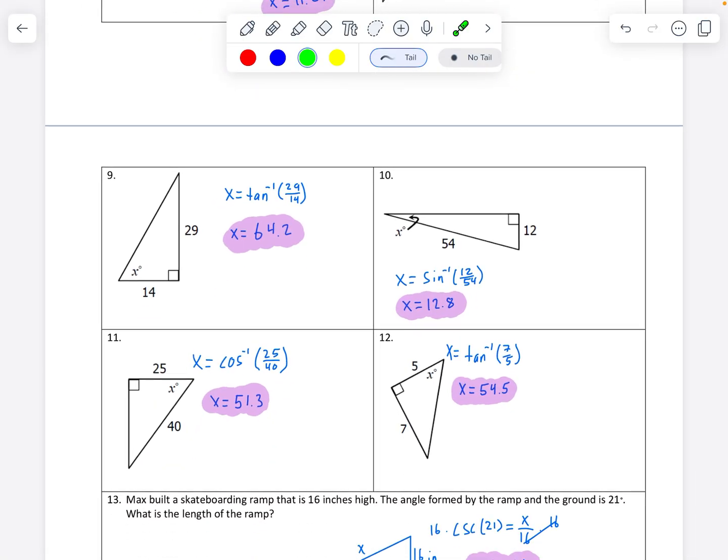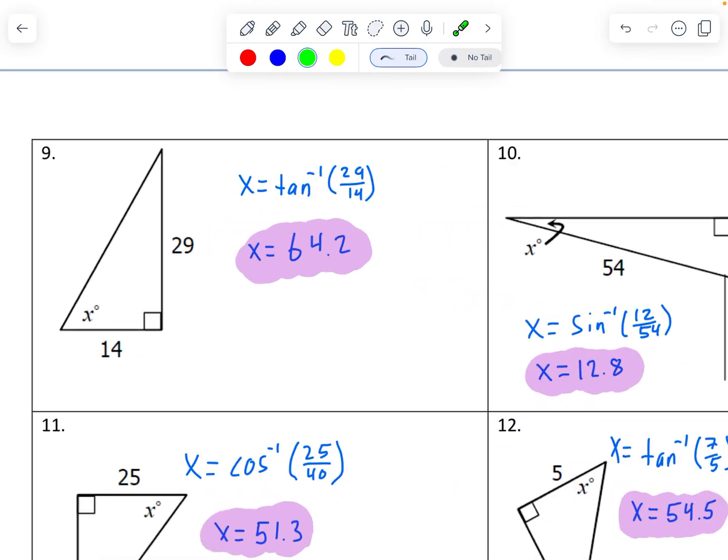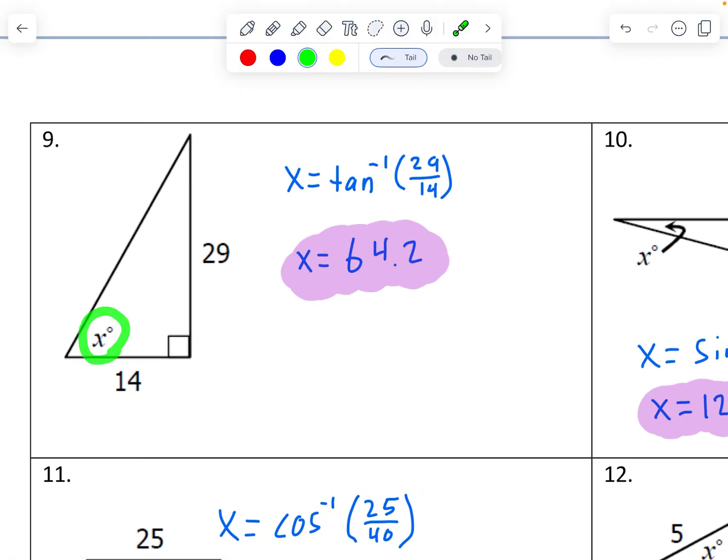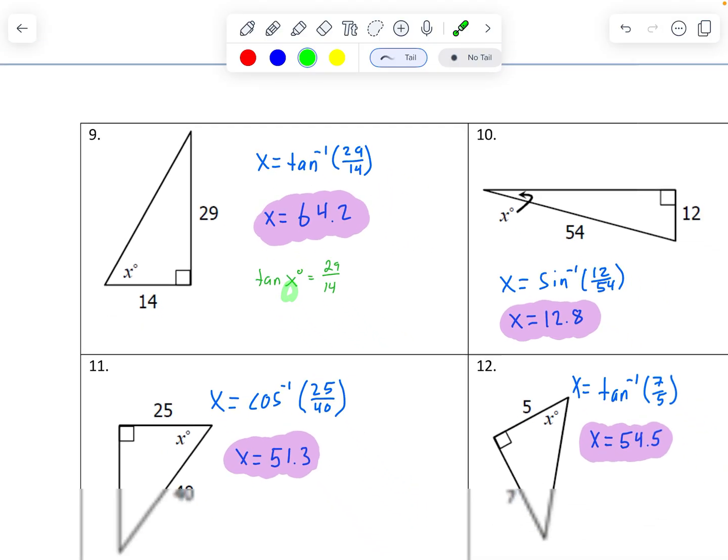Now on these problems, you're finding the angles. So you set it up the same way. You have an angle, you have the opposite, you have the adjacent. So you're going to use tangent of x degrees is equal to opposite over adjacent. And then to get x by itself, you do tangent inverse of both sides, which is what this is. So you just do tangent inverse of this angle, and that will give you what x is.